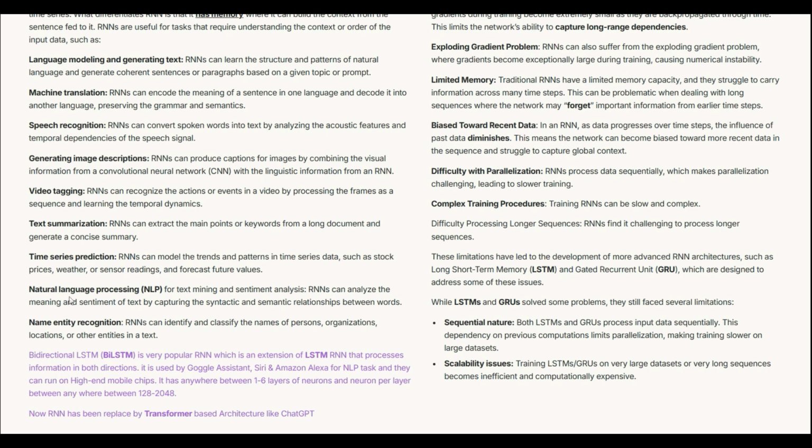RNNs can also be used for natural language processing, or NLP, where it can do text mining and sentiment analysis. It can analyze the meaning and sentiment of text by capturing the syntactic and semantic relationships between words. RNNs can also be used for named entity recognition, where it can identify and classify the names of person, organization, location in a text. Of course, quality of recognition will depend on what it has been trained on.